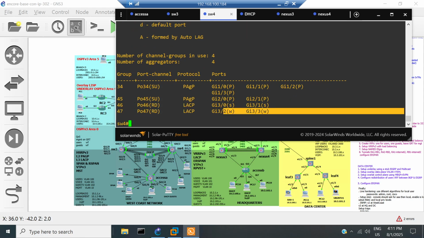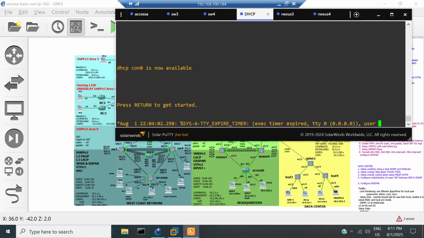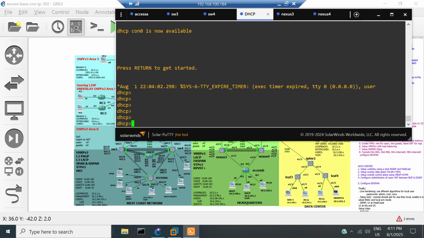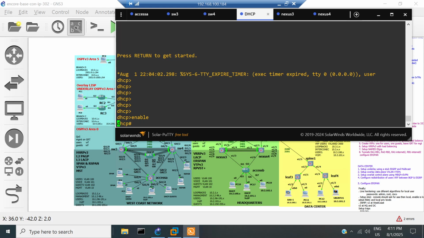Okay, now they are W. Remember that W is a temporal state where the interface is negotiating with the other side. They are both down, R because they are layer 3 EtherChannels, but they are down because I have not configured the other side, which is the DHCP server. Let's go and do that here.